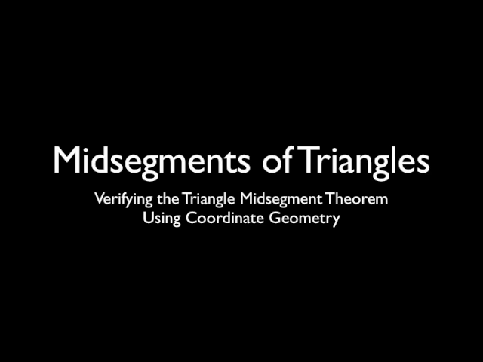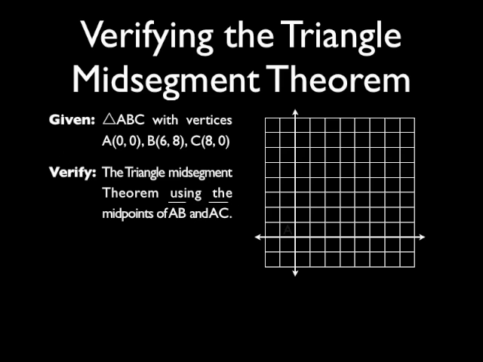Now is a good time to pull out the slope formula and the distance formula to verify that the triangle midsegment theorem actually works. Keep in mind that we're only verifying this. We'll actually prove it later. So we're given triangle ABC with vertices at (0, 0), (6, 8), and (8, 0), and we're asked to verify the triangle midsegment theorem using segments AB and AC.